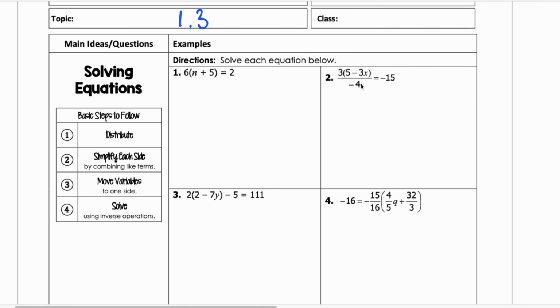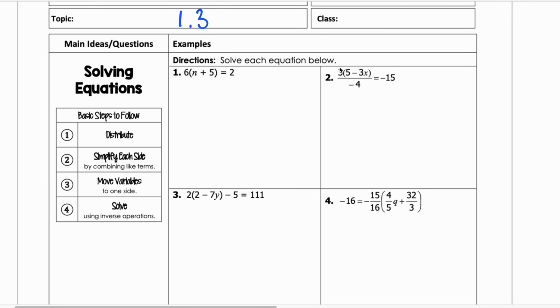1.3. Pretty simple here. We're just going to be refreshing you guys on some of these skills. The first one tells us to distribute when we're solving for a value of x in an equation, right? So we're going to distribute, simplify each side by combining those like terms, move the variables to one side, and then solve. So number one is pretty straightforward. Let's look at number two.